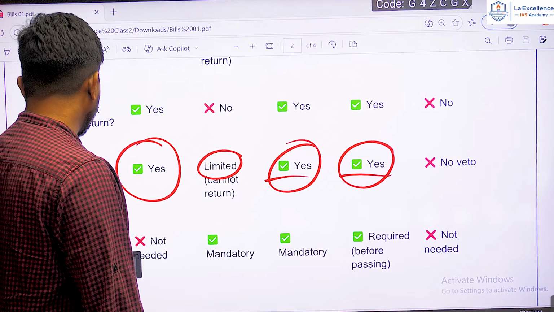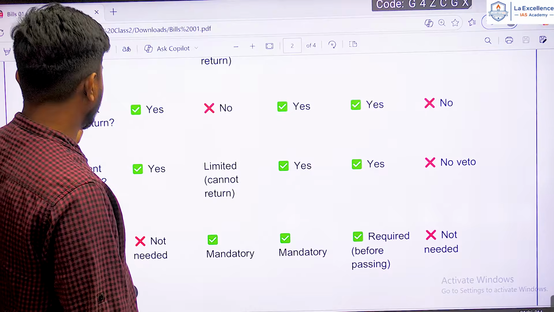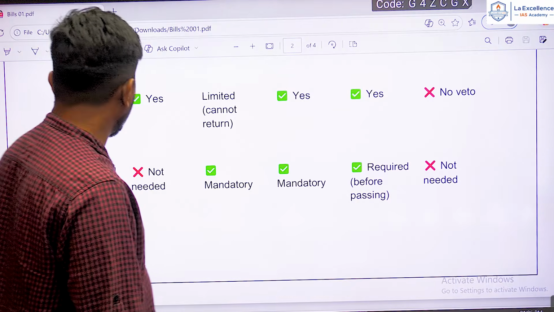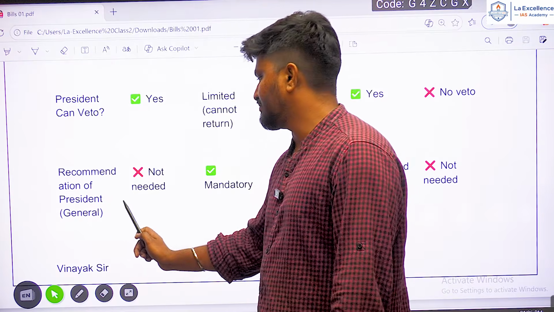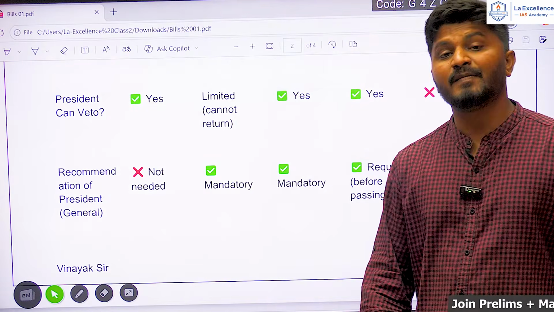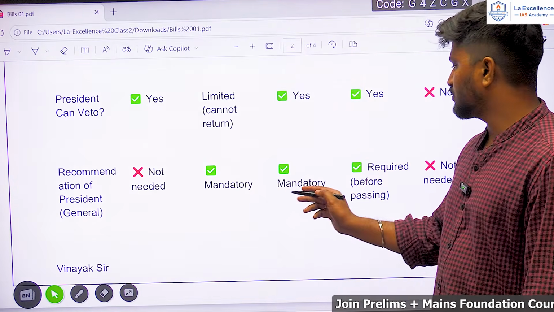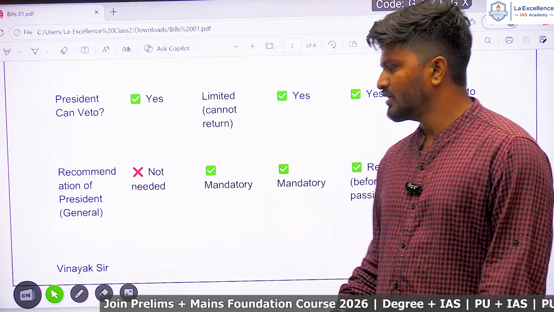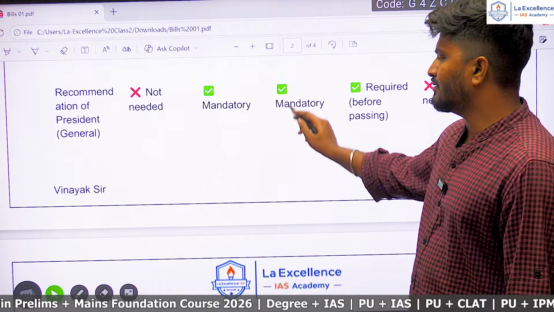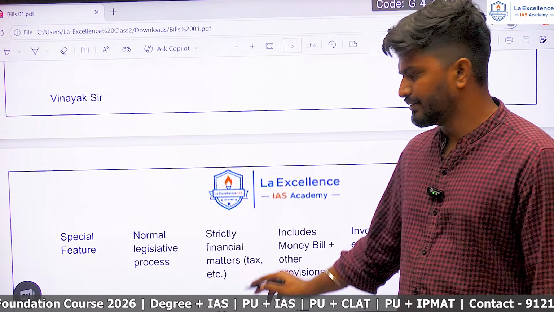Next, recommendation of the president. In general, as I told you previously, it is not required for the ordinary bill and for constitutional amendment bill, but it is mandatory in money bill and also financial bill type 1. And with respect to financial bill type 2, it is required in the consideration stage only.